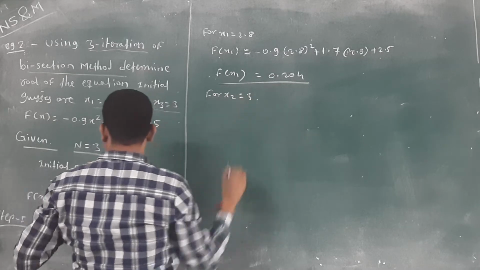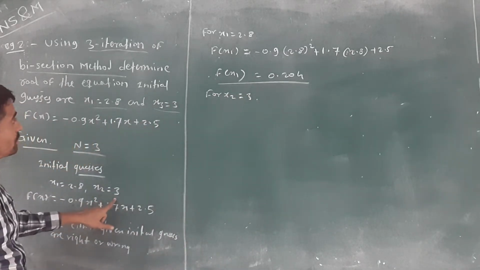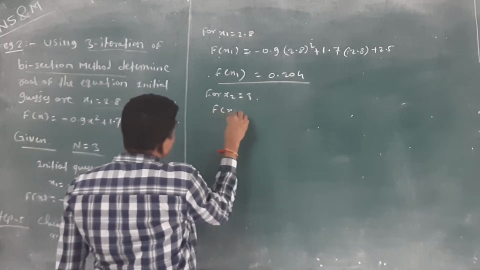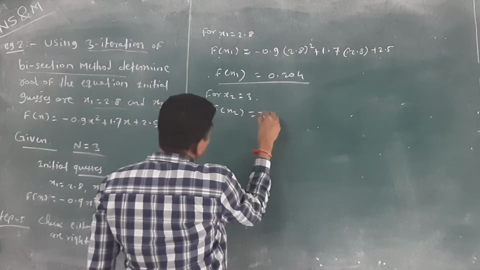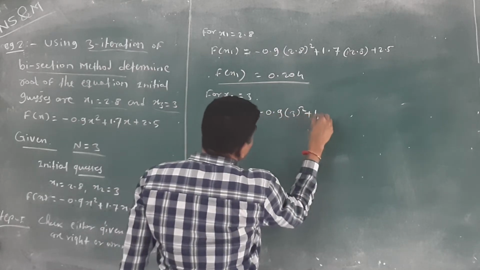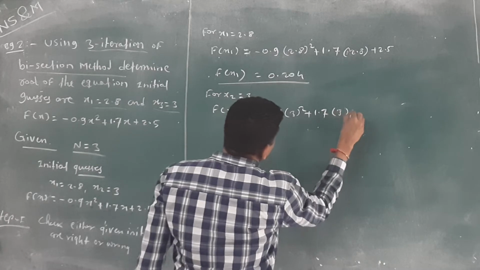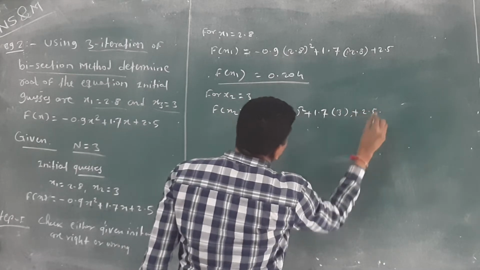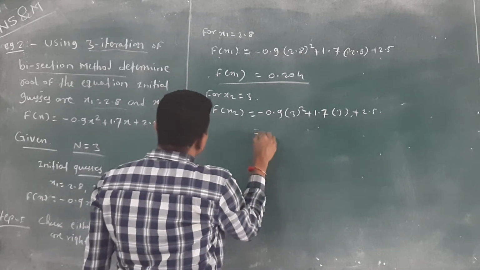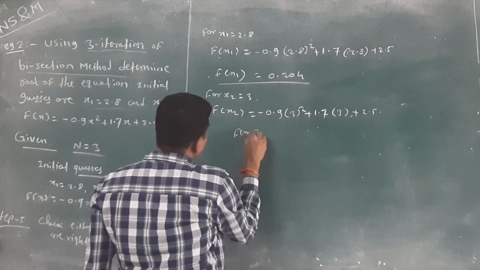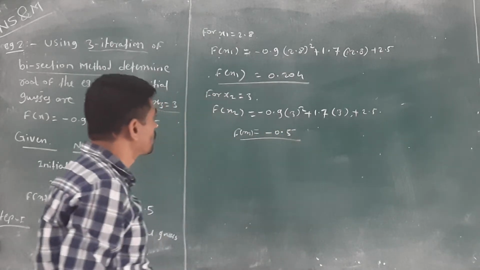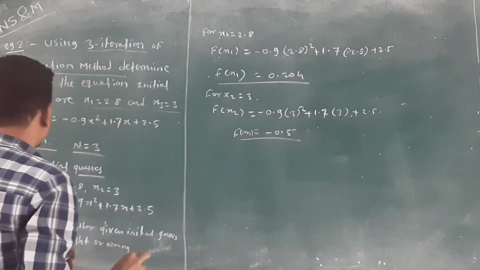And second, for x2 equal to 3, the second initial value, we put it directly in the given equation. f of x2 is equal to minus 0.9 times 3 square plus 1.7 times 3 plus 2.5. If you calculate that value, you will get f of x2 equal to minus 0.5. Then what is our aim?